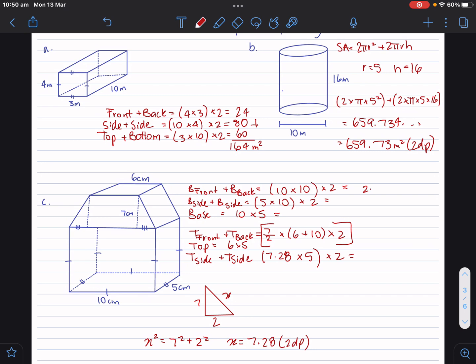So I got 200 here, I got 100 here, I got 50 here. I'm going to try and keep them in a line. I got 7 over 2 times 6 plus 10 times 2, 112 here. 7.28 times 5 times 2, 72.8. So total surface area is going to equal all of these added up.